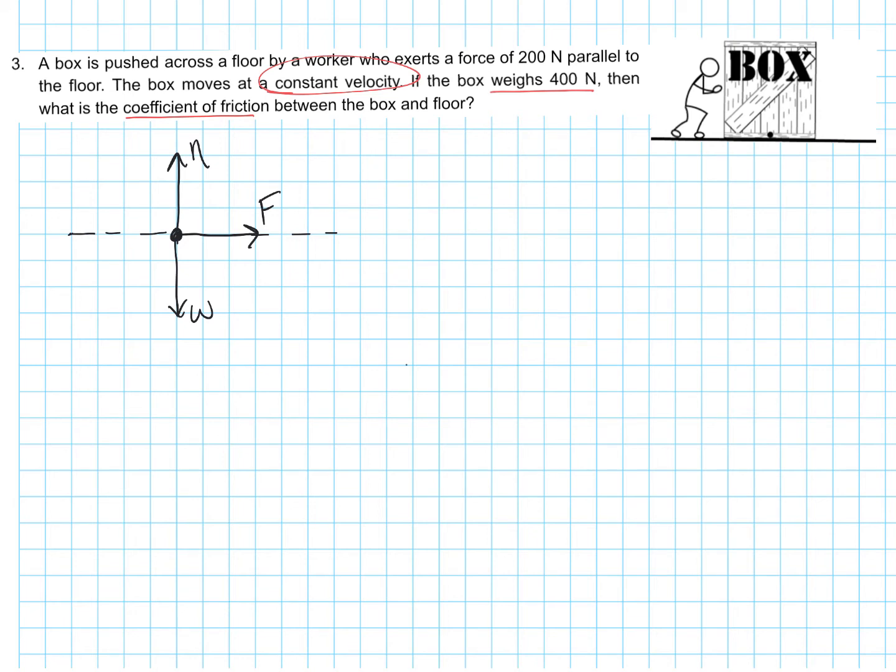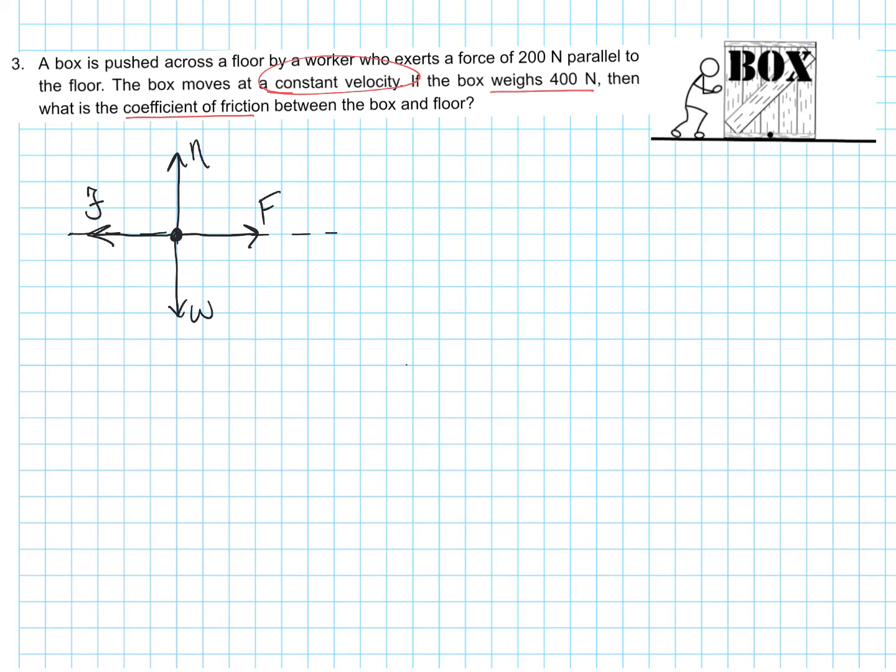Now I've got friction. Friction opposes motion. So this person is pushing from left to right, and friction is going to oppose the motion itself. So that'll be friction. And friction always acts parallel to the surface, which is why it's in this direction. And I'm going to use a cursive F to represent the force of friction itself. So there's my free body diagram.